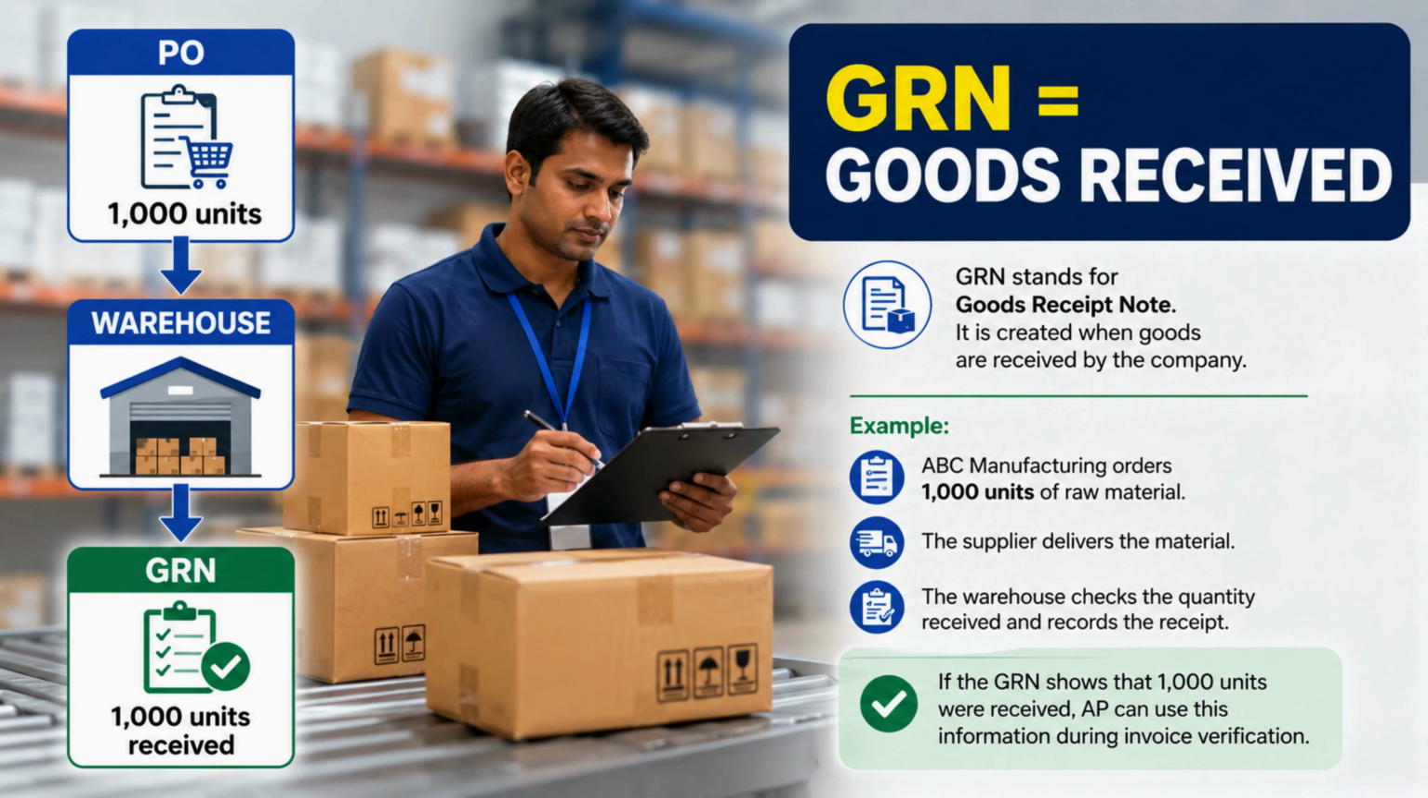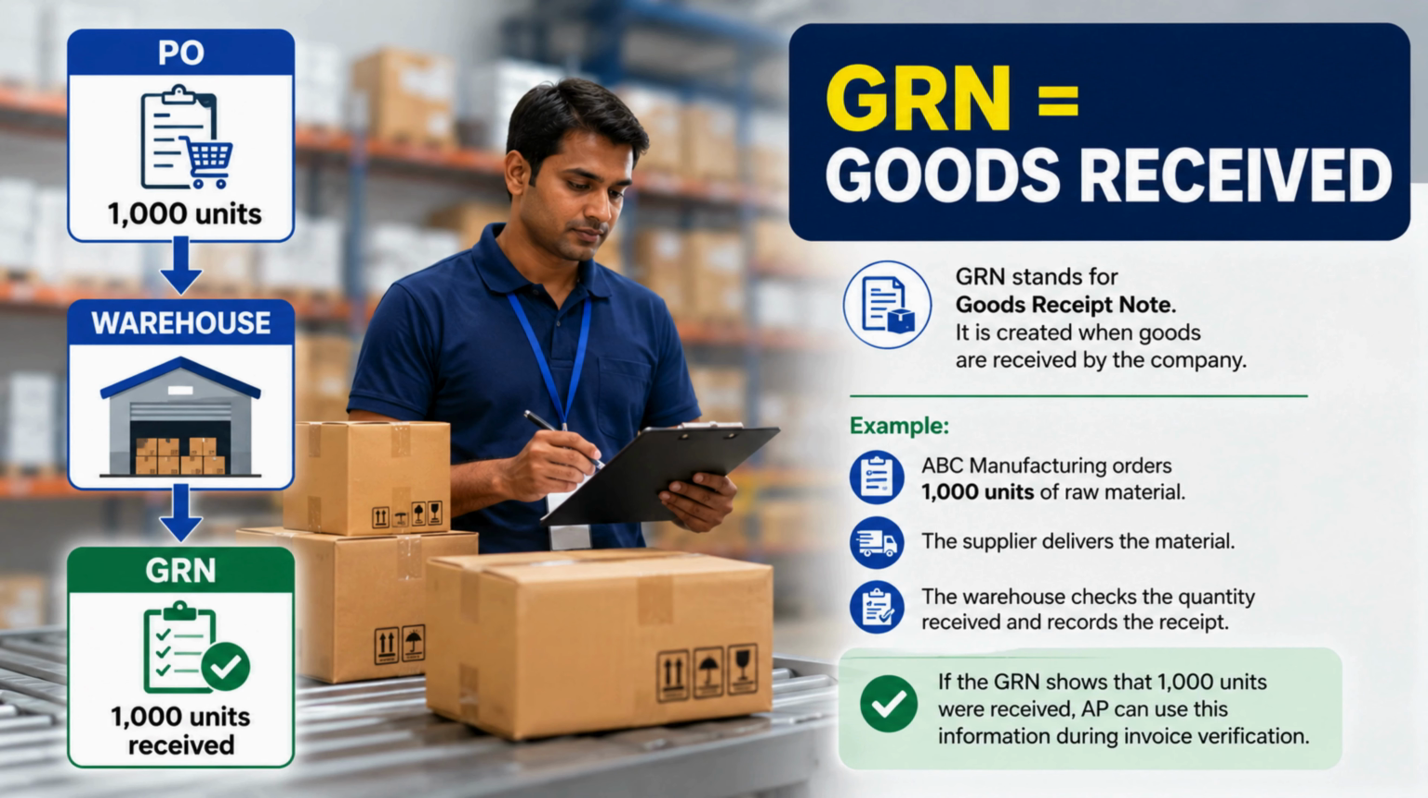Question 5. What is a GRN? GRN stands for Goods Receipt Note. It is created when goods are received by the company. For example, ABC Manufacturing orders 1,000 units of raw material. The supplier delivers the material. The warehouse checks the quantity received and records the receipt. If the GRN shows that 1,000 units were received, AP can use this information during invoice verification.